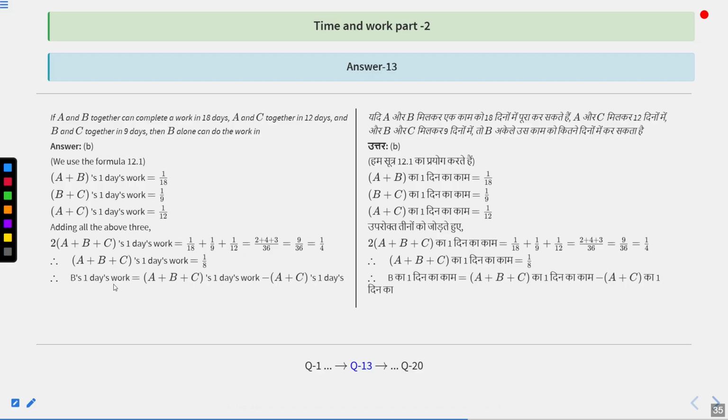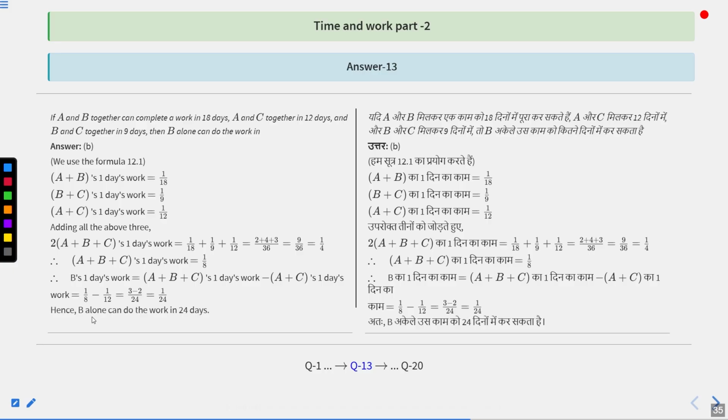Clear? Now the question is B's one day work. How can we calculate it? We know the total efficiency of A, B and C combined, and we know the combined efficiency of A and C. So if we subtract A and C from the total efficiency of A, B and C, we get the efficiency of B. So we calculate 1/8 minus 1/12, which becomes 1/24. Clear? So hence B alone can complete the work in 24 days. B is the correct answer.